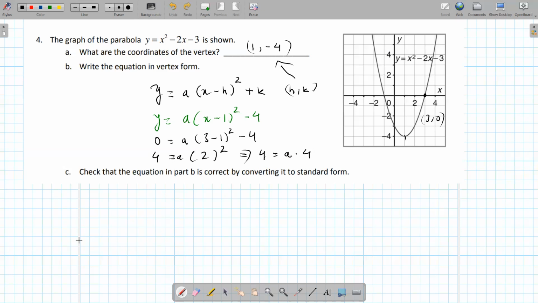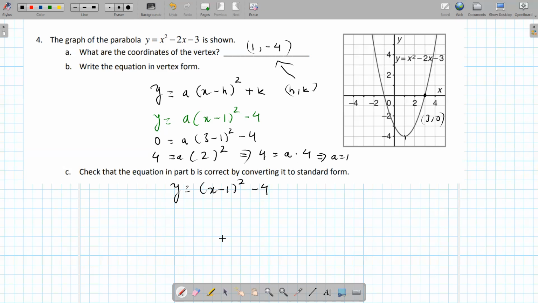Oh, okay. And if we get 4 equals 8 times 4, we can divide both sides by 1. We get a equals 1. So therefore, our function is going to be, when a is 1, on the outside you can ignore it, we have (x minus 1) squared minus 4.